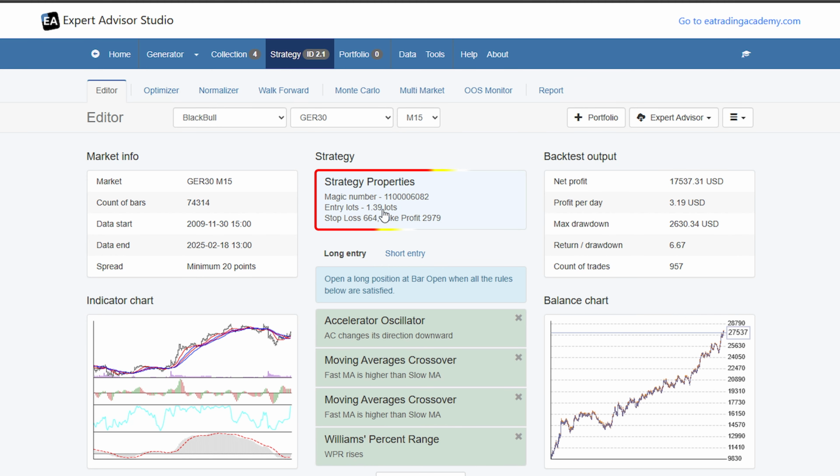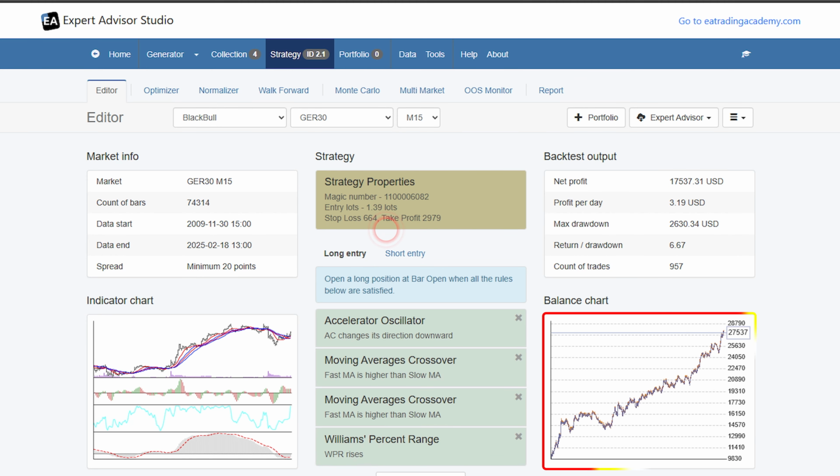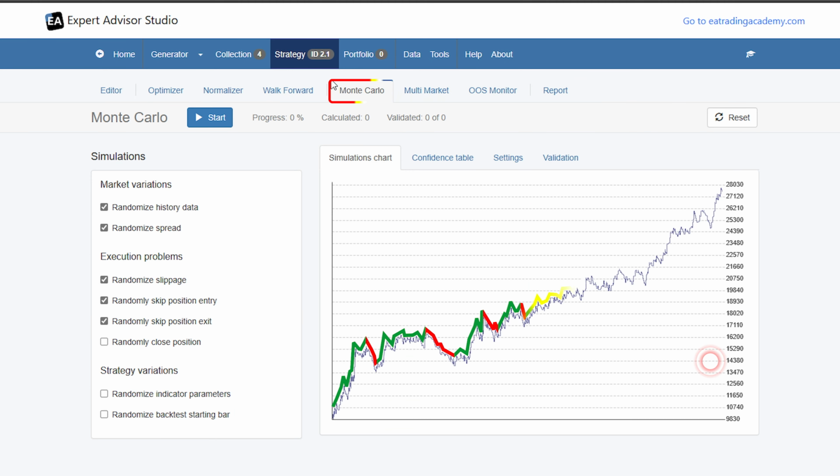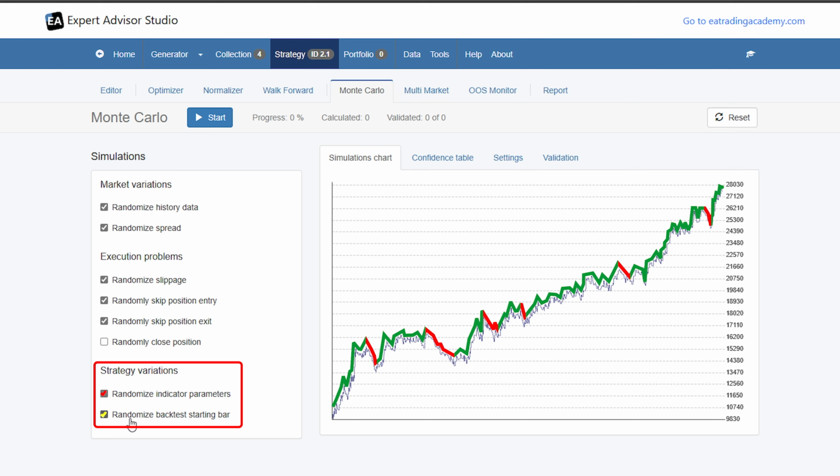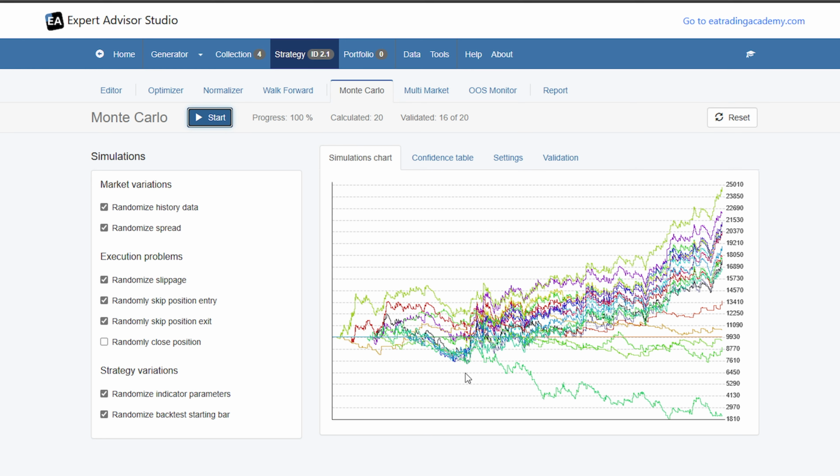So that's a really interesting strategy in my opinion. We have a very steady balance chart and we tested it with the Monte Carlo validation to make sure it is a robust strategy.